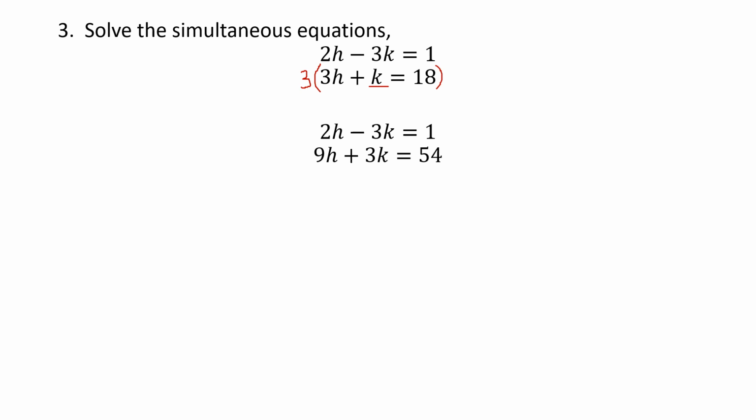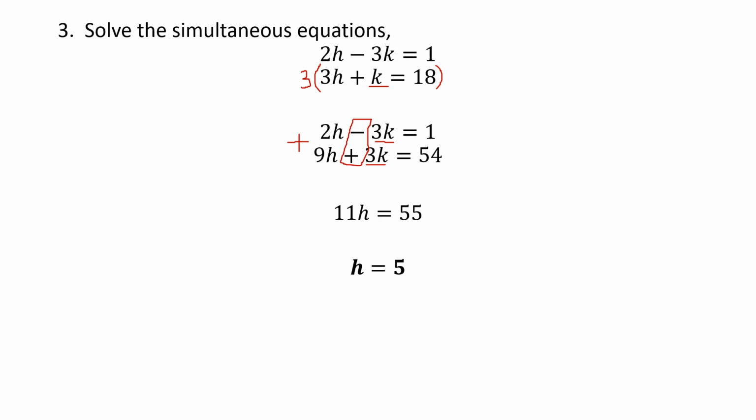Right. Now that the coefficients are the same, we now have 3k and 3k. Now we are concentrating on the signs. These are the signs of the terms to be eliminated, and they are different. And I said if the signs are different, we simply add the two equations. So it is equation 1 plus equation 2. So 2h plus 9h is 11h, 54 plus 1 is 55. Dividing both sides by 11, we find out that h is equal to 5.